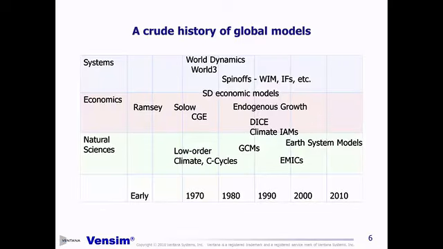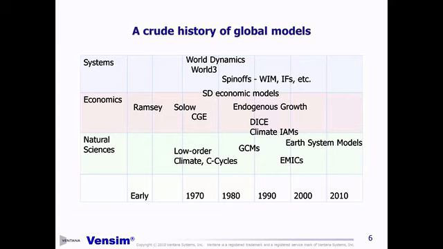By way of background, here's a quick family history of global models. There are really three main traditions coming from the system science world, the economics world, and the natural sciences world. In the systems world, things really kicked off with world dynamics and World 3 in the early 70s. In economics, it started with growth models like the Ramsey and Solow models. Today, it's much more driven by big, detailed computational general equilibrium models.